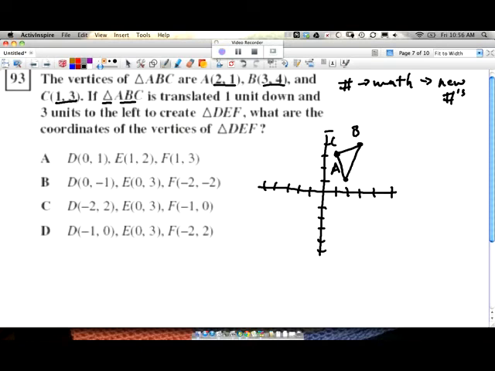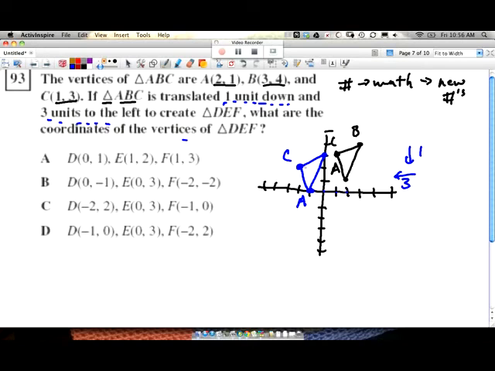Okay? It's translated 1 unit down, and 3 units to the left. So we got to go 1 down and 3 left. 1, 2, 3. So here's your new A. And then C is going to be 1 down and 1, 2, 3 left. So there's C. And B would be 1 down and 1, 2, 3 left. There we go. So it shifted. It went down 1 and left 3.